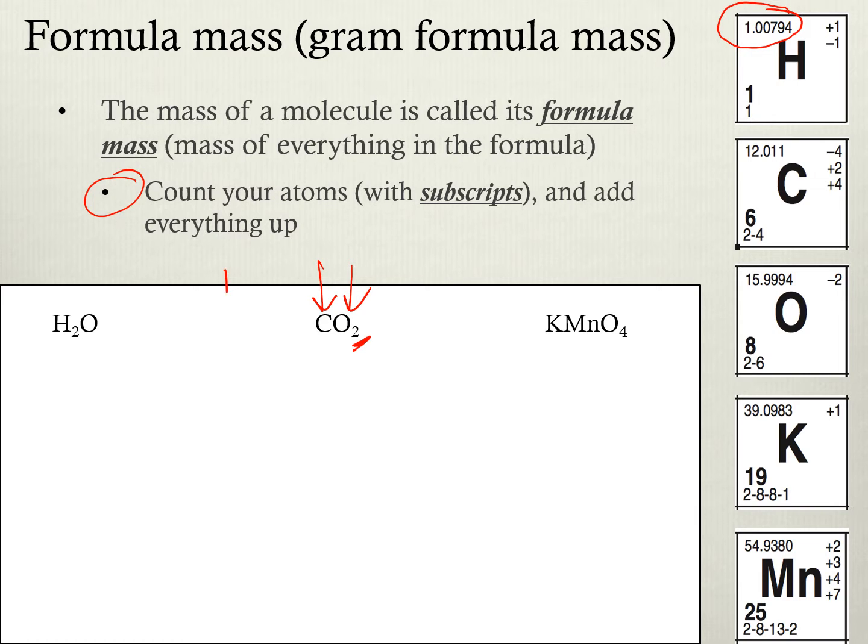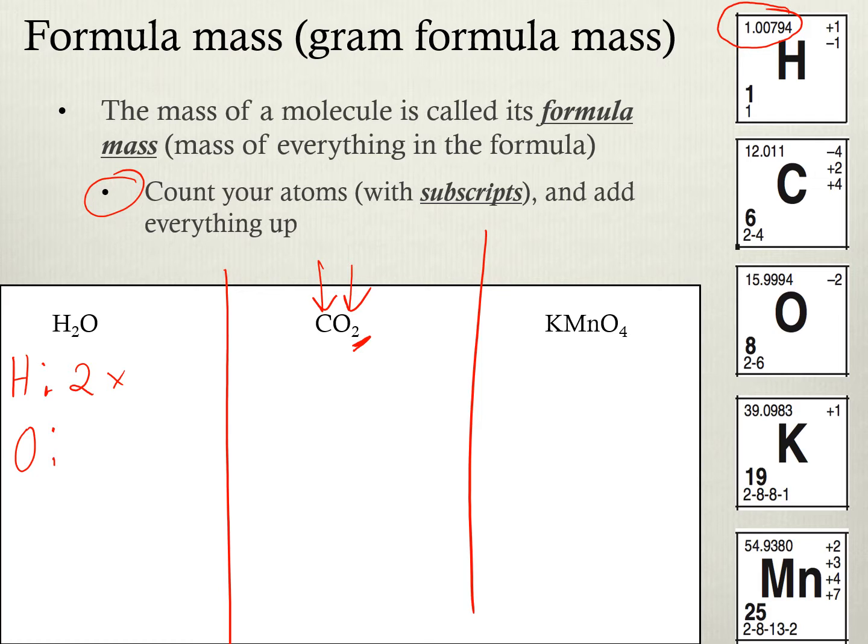So I'm going to draw some lines here so I can keep these things separate. And then for water, I have hydrogens and I have oxygens. So for hydrogens, I see there's a little 2, so I'm going to say there's 2 of them. And if I look now up at my little thing up here, I see that each hydrogen has a mass of 1. So 2 hydrogens, each one weighs 1. My total mass from the hydrogen parts is 2 atomic mass units. That's the combination of protons and neutrons for each atom of hydrogen.